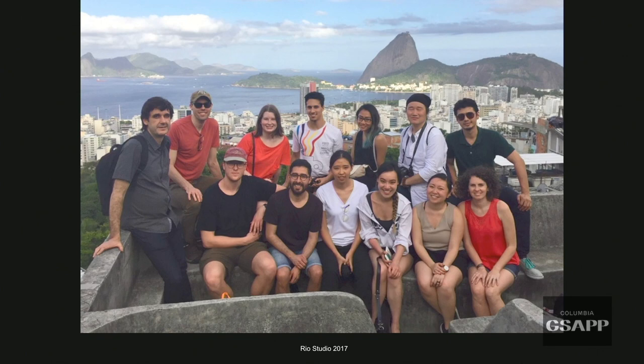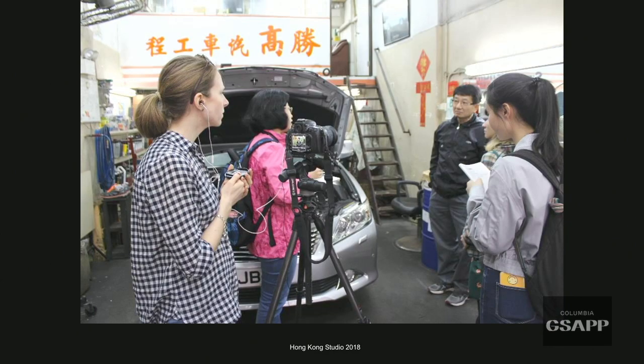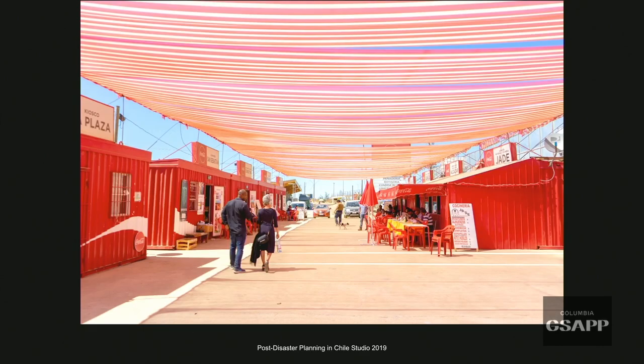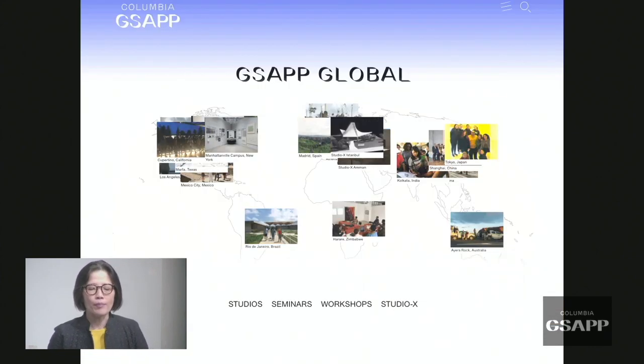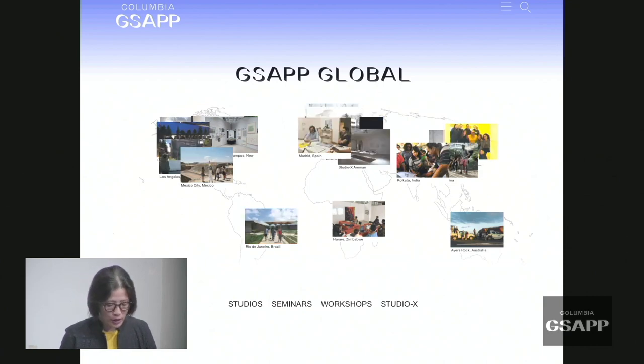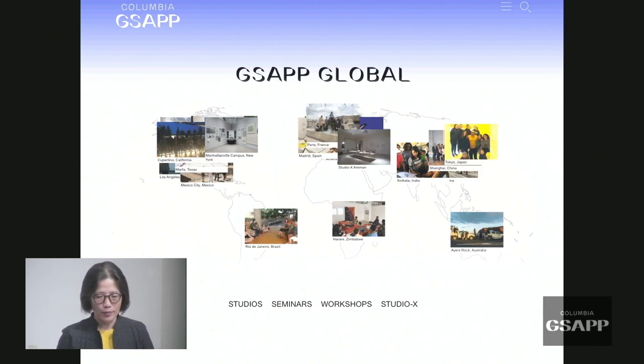And so you can see the global opportunities our students have are beyond classroom. This is studio in Rio in Brazil, studio in Hong Kong, and then studio in Chile on different topics. When we do studios each spring, we try to make sure the 5 or 6 studios cover a range of topics so that our students who want to specialize somewhat can have their choices. And then GSAPP also offers additional global opportunities through the summer workshop program.